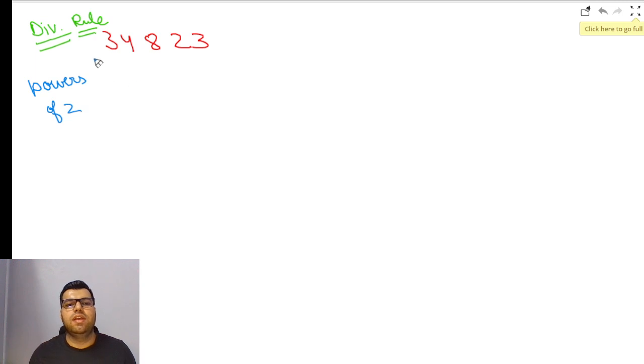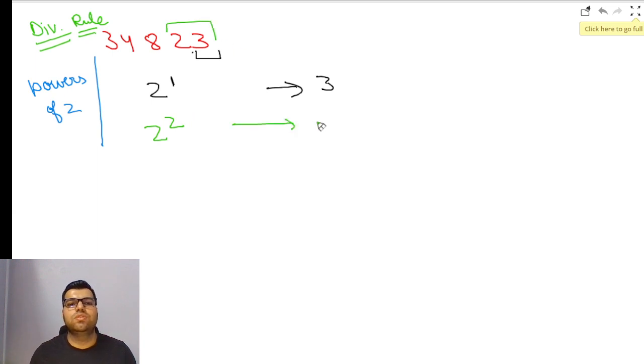So see, if you have to check the divisibility with 2 raised to power 1, which is 2, you will simply check only the last digit. So you will only check the last digit 3. So if you have to check for the whole number, you will just take into consideration the last digit. Similarly, if you have to take the remainder with 2 square, then you just check the last two digits. So last two digits 2, 3. So here only the last digit, and here you check only the last two digits.